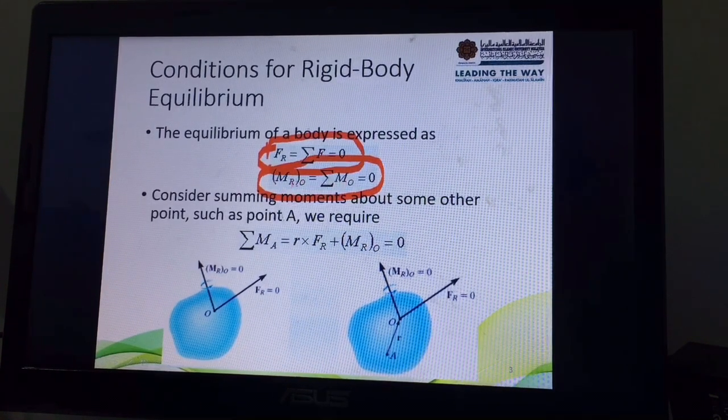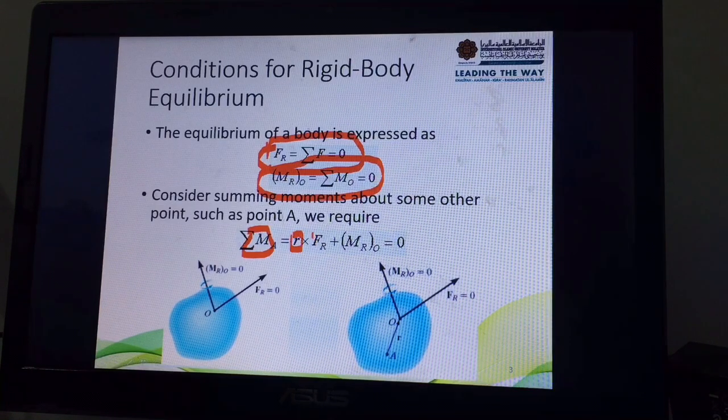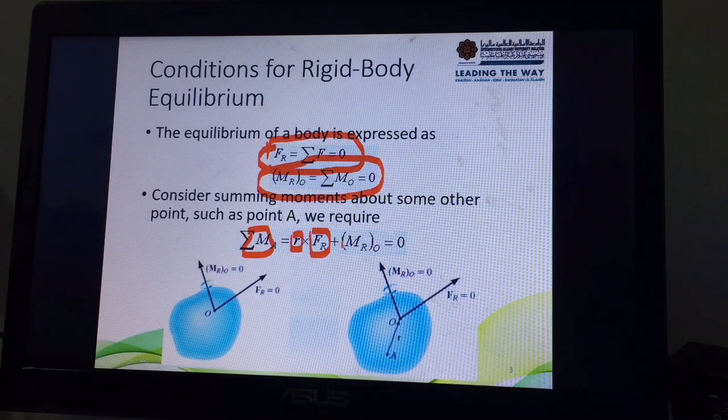So how about moment, M? For moment, we have looked before that actually for the force vector moment, the equation is the r arm vector cross with the F, the force. Okay, and then we plus with the couple moment, equals to 0. So these two conditions must be satisfied.